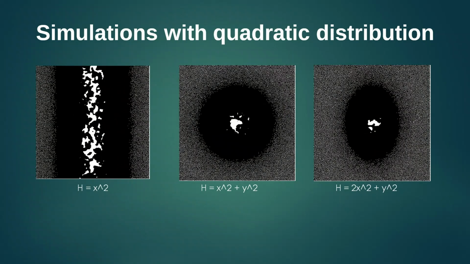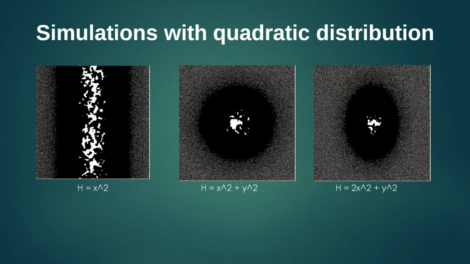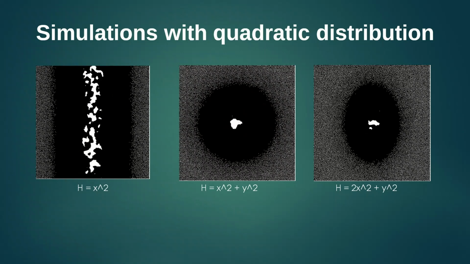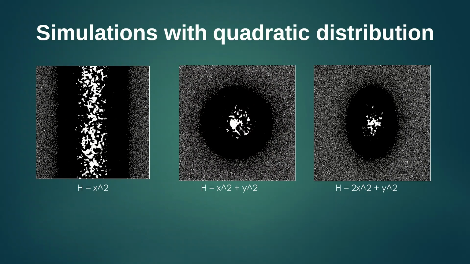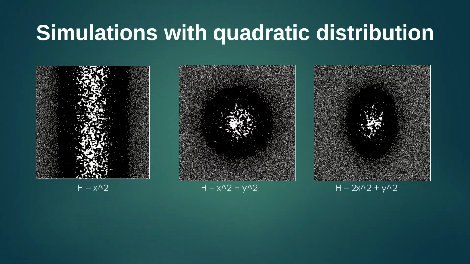Even more interesting are cases with quadratic distribution. It can be easily noticed that the distribution of magnetization, which occurs under the action of an external field, often repeats the mathematical law of field distribution.